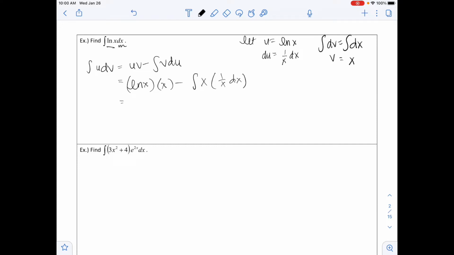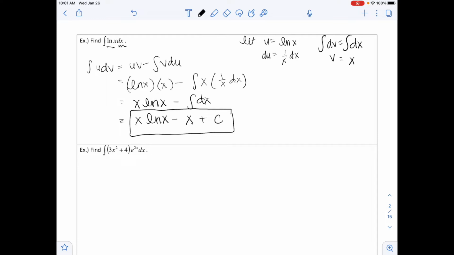From here, I just need to clean this up a little bit, and I have x ln of x minus, our x's here would reduce out, and we'd have the integral of dx. So x ln of x would stay the same, and then integrating dx is just x. And since we're dealing with indefinite integrals, again, I'm going to add that plus c at my final answer. So again, to check your work here, you could take a derivative of this to see if you did this correctly.